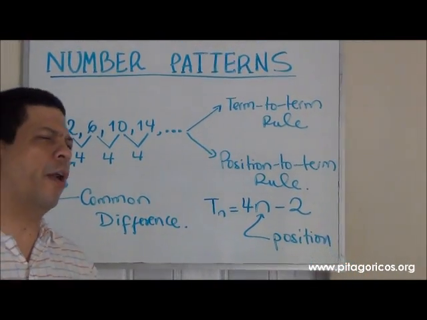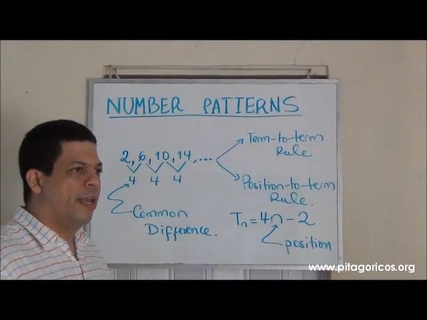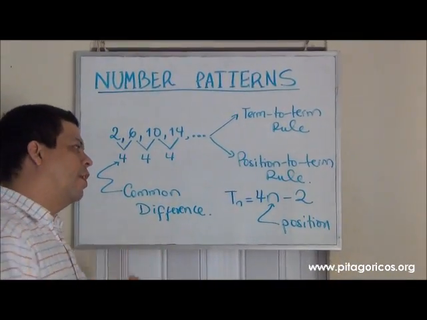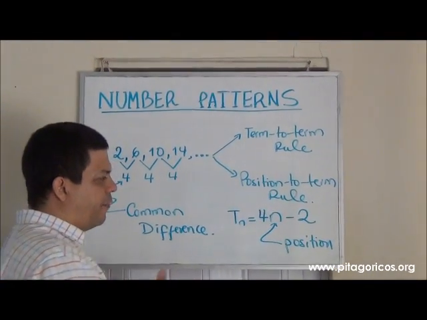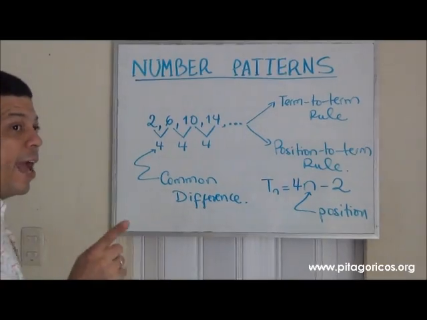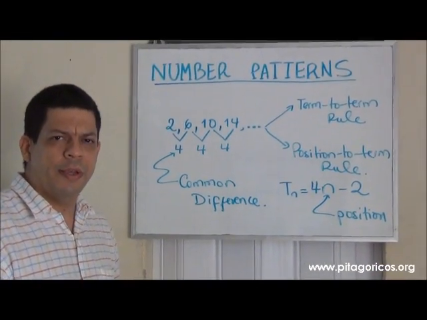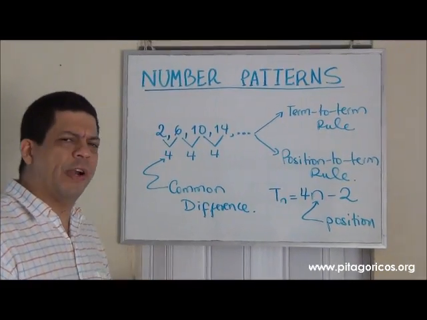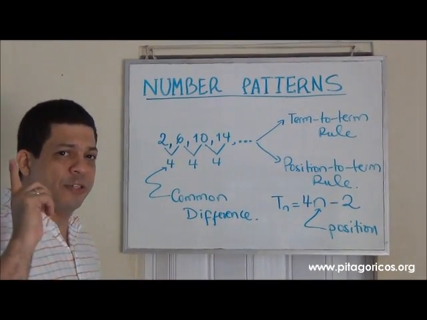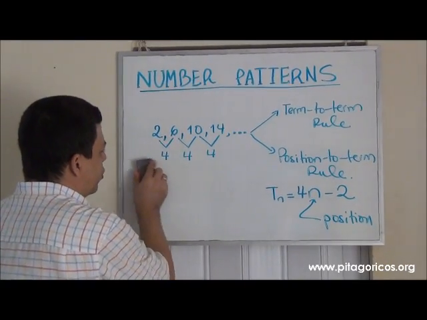The question here now is, how did I know that this was my sequence? And first of all, how do I know that this formula works? Let's test it to see if it works, and then I'll show you how to get those position-to-term rules. Many people get very confusing processes, but I'm going to show you a very simple way to get it. But first, let's see if it works.